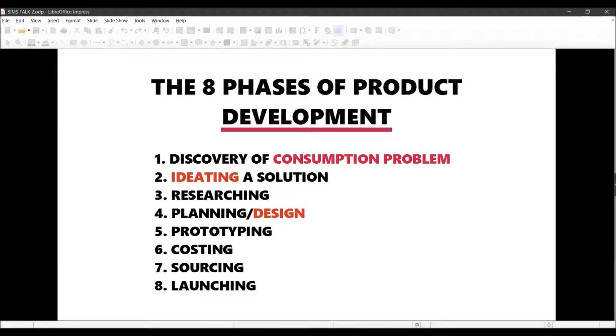First, we discover a consumption problem. I have highlighted the word consumption problem because that is what will require a solution. So anybody facing a problem in the consumption of something or the other is what we are looking at as a commercializable venture. I have a lot of people who come to me with cutting edge technology research, and I would always ask them, what is the problem that you are trying to solve? And most of them say we wouldn't be in a position to answer this question.